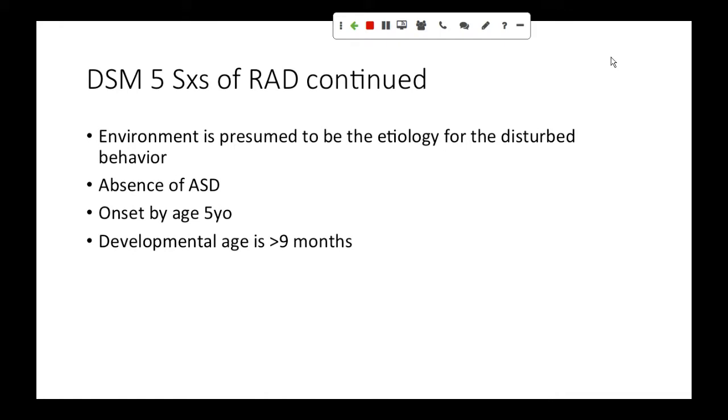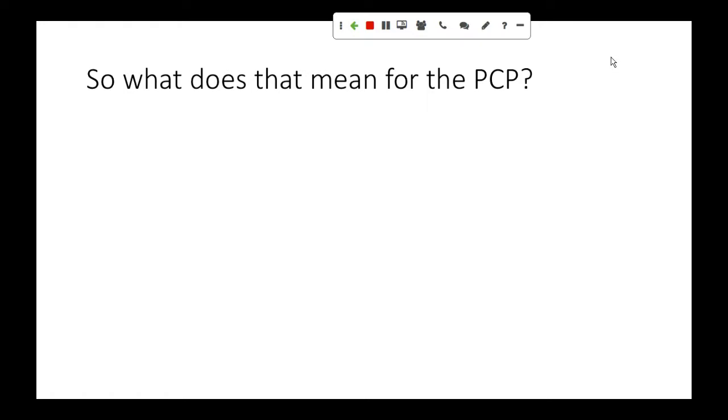So the environment is presumed to be the etiology, which is different than anything else in DSM where no etiology is referenced. It cannot be as a result of autism. It has to be before age 5. And although there can be intellectual disabilities, they have to at least be at the developmental age of 9 months. Okay? So what does that mean for a PCP?